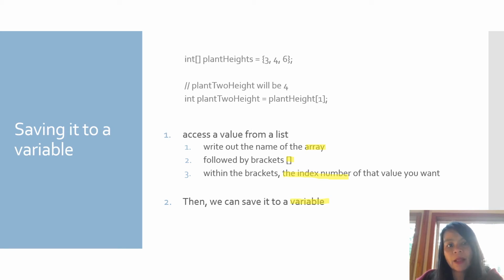So for example, here you have an array of plant heights, and these are the different items in there. And then here you have plant 2 height. So the second plant, what's the height of the second plant? It equals plantHeights. Oh, that should have an S in there. So plantHeights, and the index is 1, which is the second position there. Which means the answer would be 4, and that will be saved into this variable, plant 2 height.